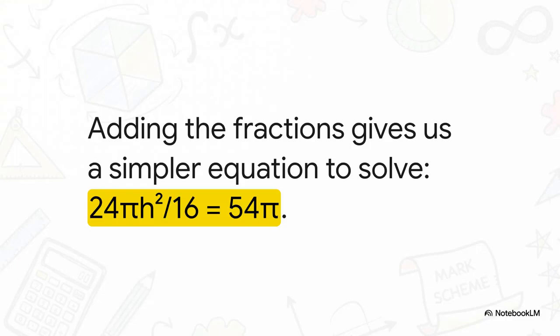Now, let's tidy this up a bit. Since both our bits have the same denominator, 16, we can just add the numerators. So, 15 pi h squared plus 9 pi h squared, that's 24 pi h squared. So our equation now looks much cleaner. 24 pi h squared over 16 equals 54 pi. And that simplification right there, that just earned us our third P1 mark.